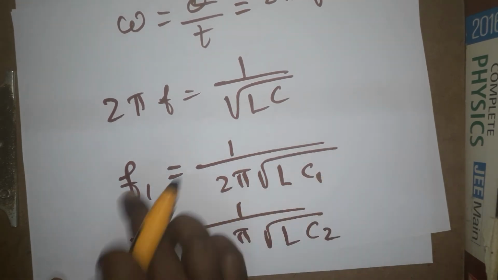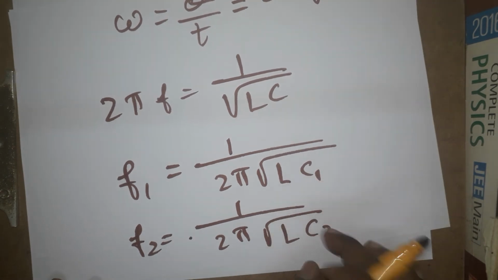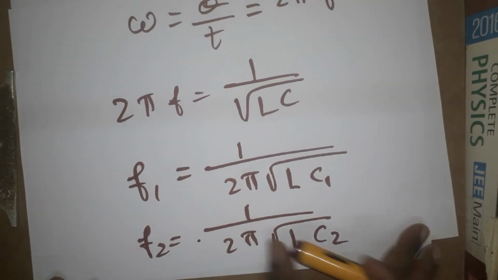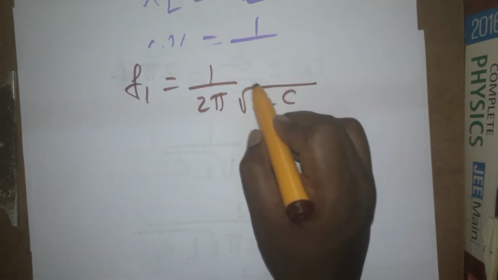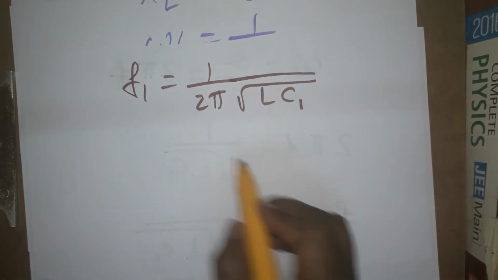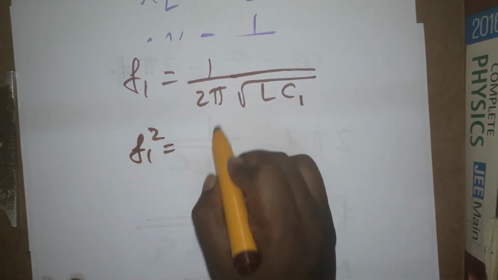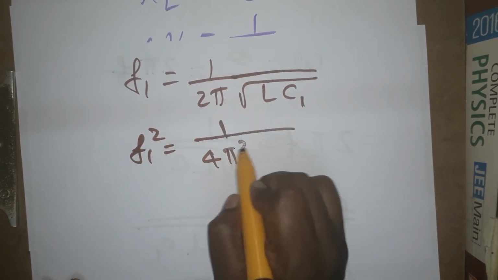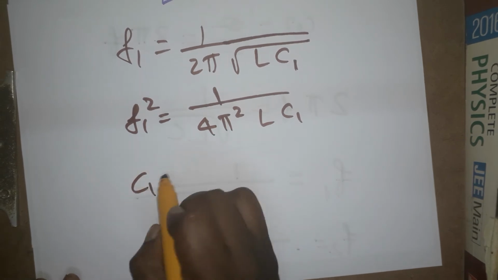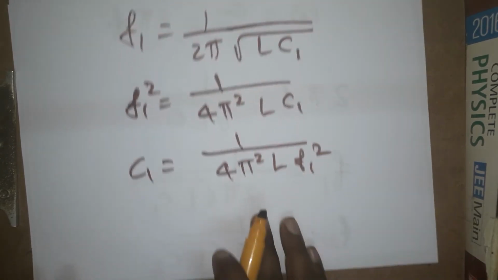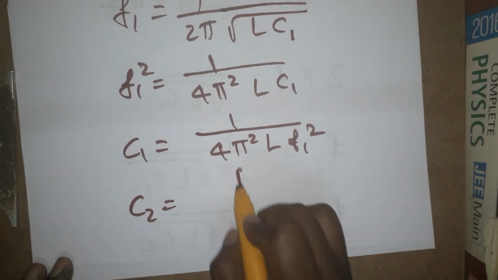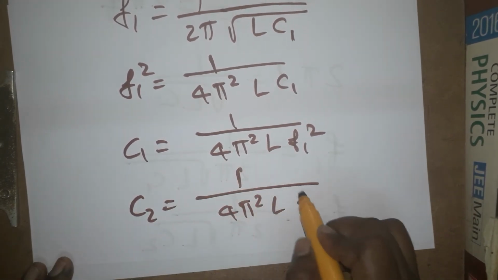Okay, F1 and F2 are given. Now we have to find C1 and C2. Just squaring this equation we can get C1 and C2. F1 is equal to 1 divided by 2 pi root of LC1. If you want C1, just square this. F1 square is 1 divided by 4 pi square LC1. So C1 is equal to 1 divided by 4 pi square L F1 square. Similarly, C2 is equal to 1 divided by 4 pi square L F2 square.